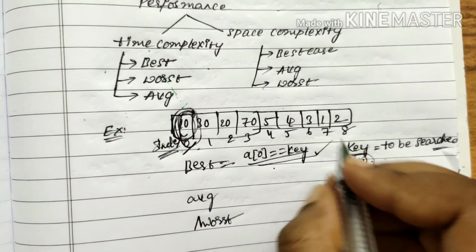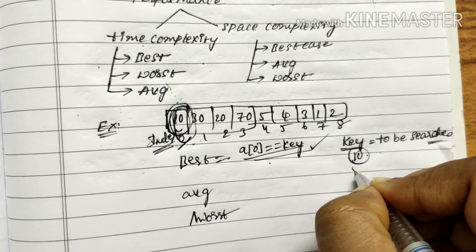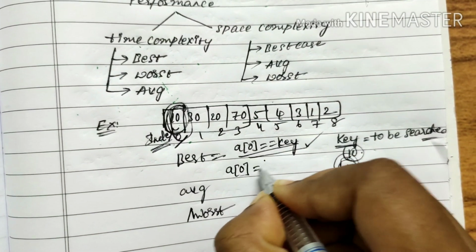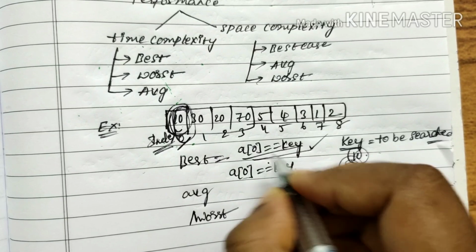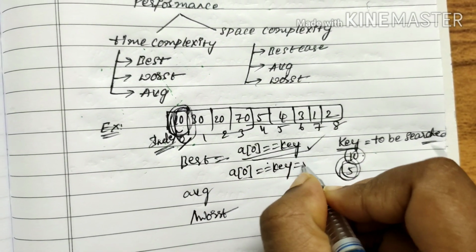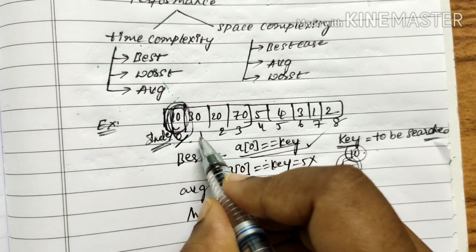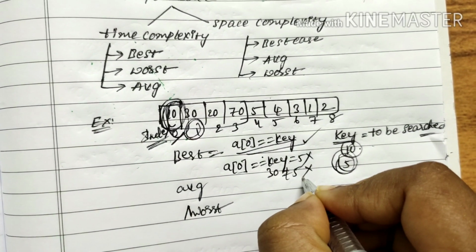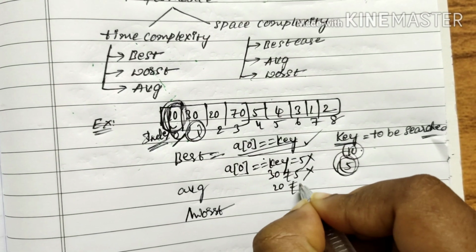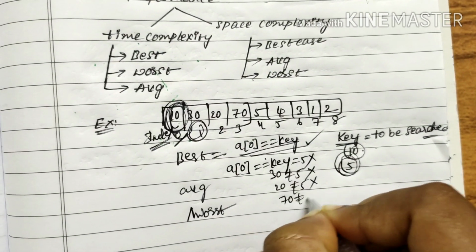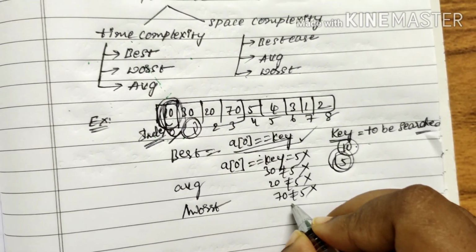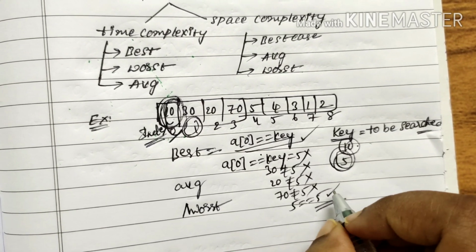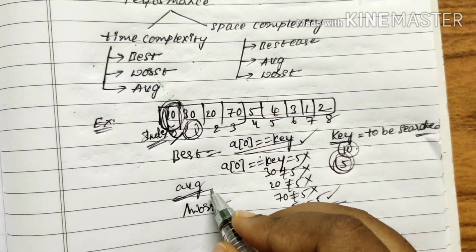For example, the key number which I am going to search is taken as 5. I am going to check whether a of 0 double equals to key or not. It doesn't satisfy because the key element is 5. Then I will go to the next position and check the element. 30 is not equal to 5, so it doesn't satisfy. 20 is not equal to 5, doesn't satisfy. 70 is not equal to 5, doesn't satisfy. And then 5 is double equals to 5, gets satisfied. This is the average complexity.